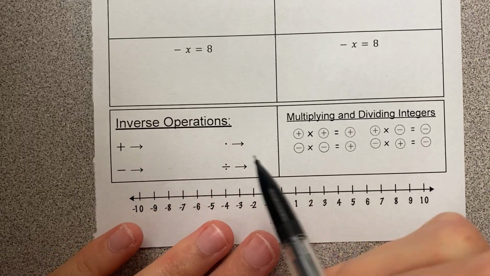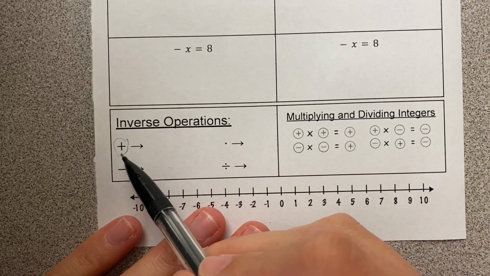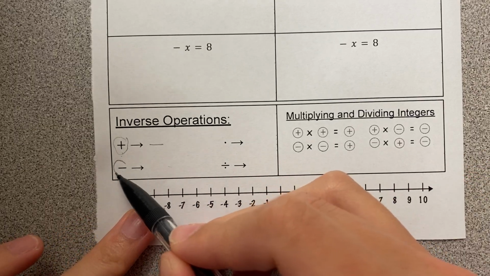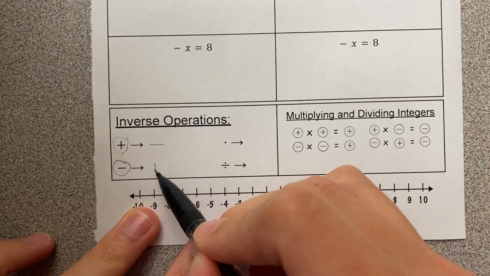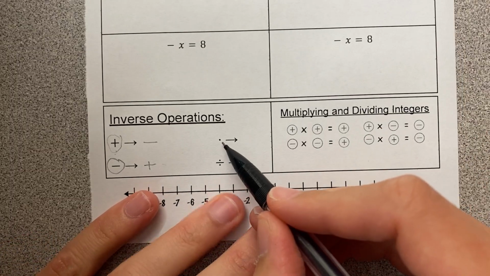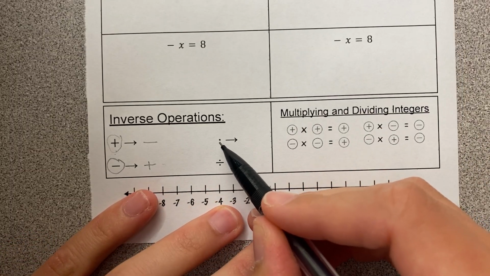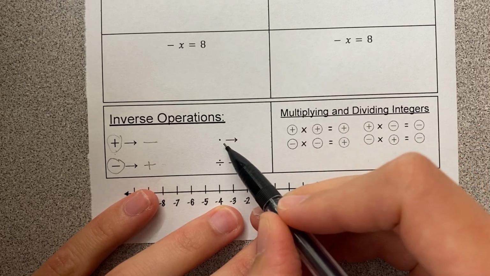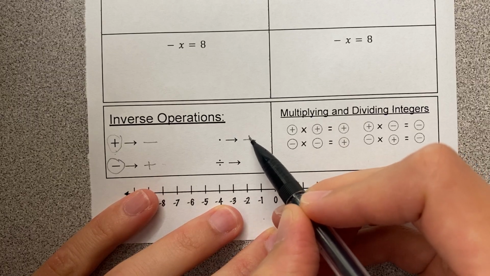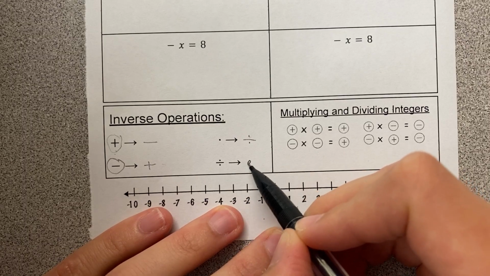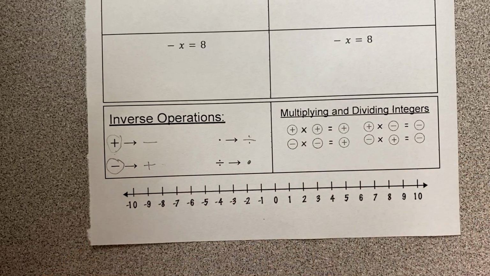Okay, now when we talk about inverse operations, it's the operation that undoes each operation. So if I have addition, what undoes addition? Subtraction. If I have subtraction in an equation, what undoes subtraction? Addition. So you can see addition and subtraction are inverse operations. Now, multiplication, what undoes multiplication? If I do 5 times 3, I get 15. I can undo that by doing 15 divided by 3 is 5, right? Because division undoes multiplication. And if I have division, then multiplication undoes that, right? So division and multiplication are also inverse operations.